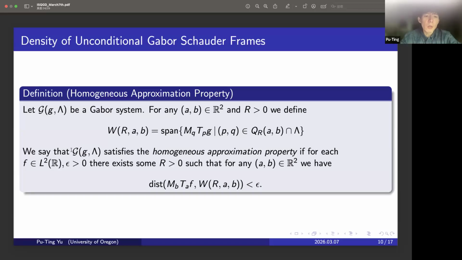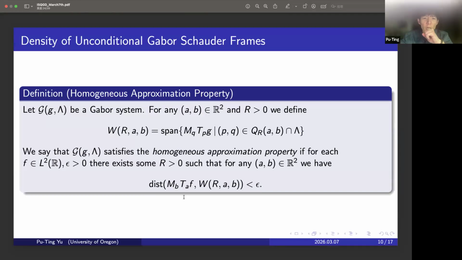Now we say a Gabor system satisfies the homogeneous approximation property if for each f in L^2(R) and epsilon greater than 0, there exists some R greater than 0 such that for any (a,b) in R^2, we have the distance between M_b T_a f, so we do some time-frequency shifts on f, and this subspace must be less than epsilon. So let me give you a visualization of what this homogeneous approximation property is talking about.